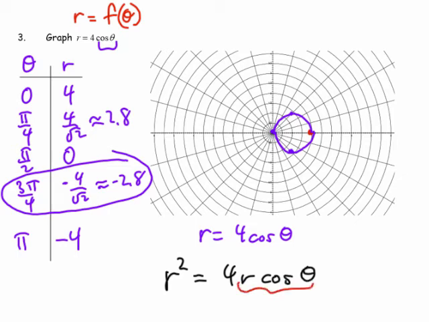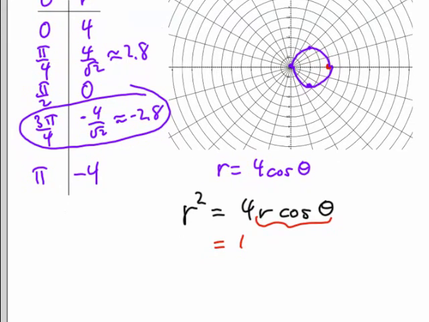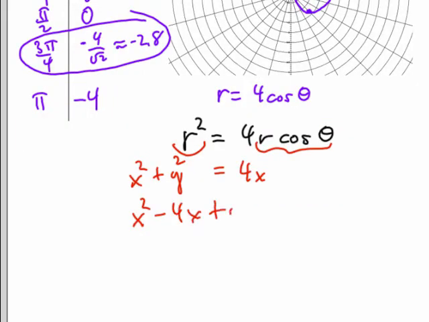r cos theta, we know, is x. Right? x is r times cos theta. And r squared, from the equation of a circle, we know that that's x squared plus y squared. So x squared minus 4x plus y squared equals 0.